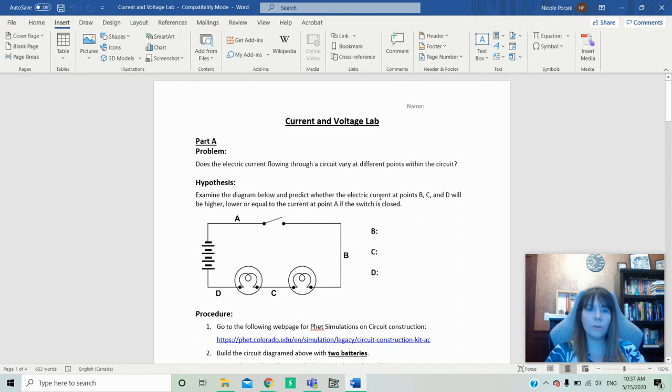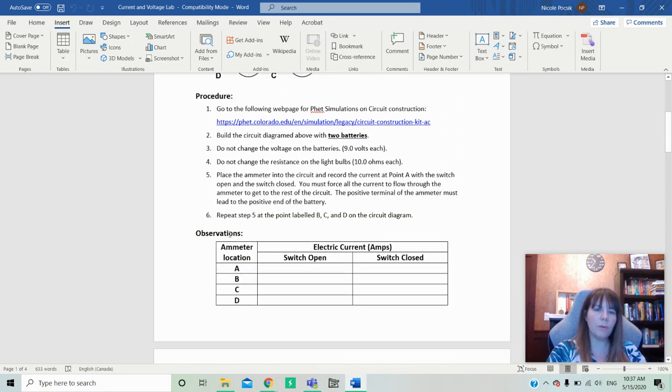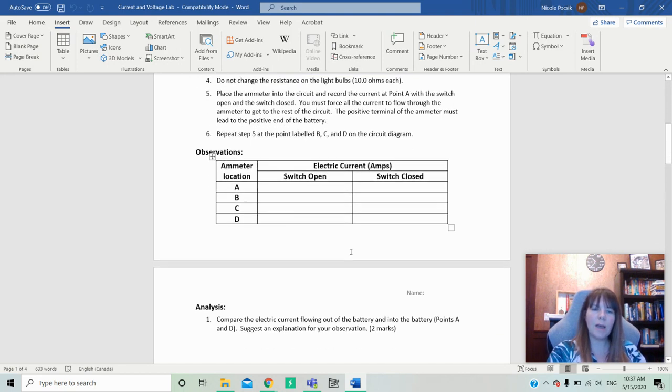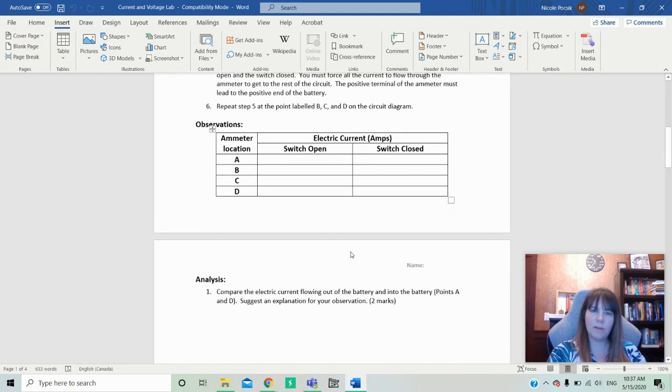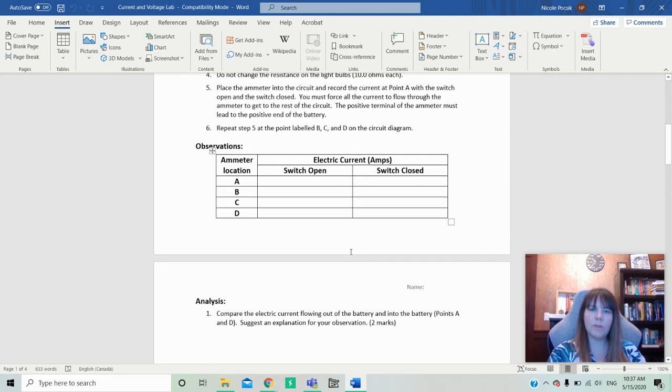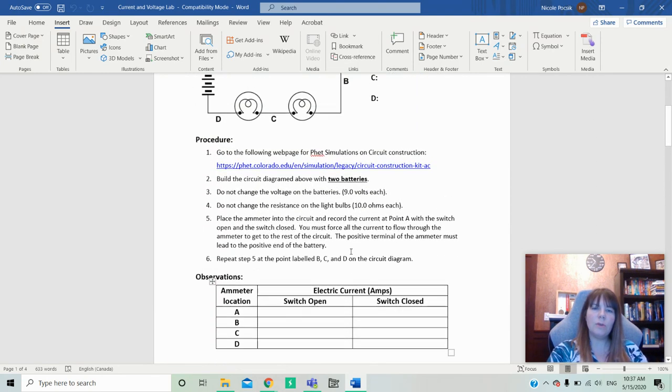In your Google Classrooms, you will have a current and voltage lab. Today, I'm going to walk you through to collect your data through your observations. So you will not be setting up this lab. I will set it up for you, but you will collect the data and then make your analysis. There's two parts to this lab, so we will skip between the two, and you can do the questions and submit them later.